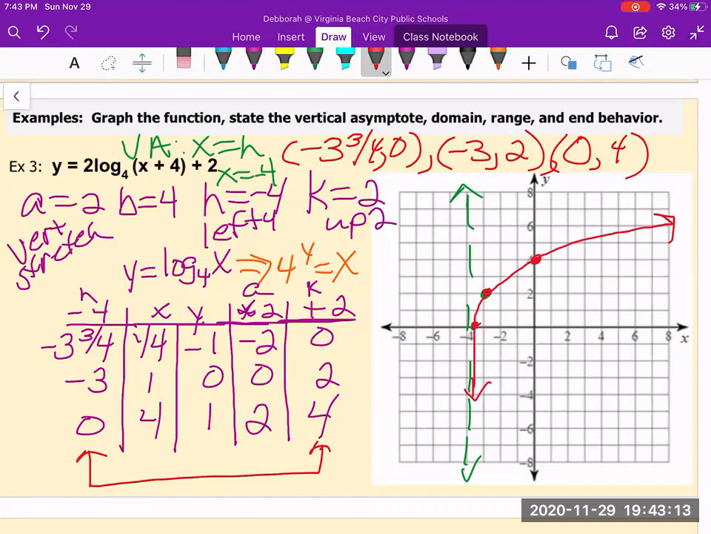Notice if we had taken that critical point of 1, 0 from the parent function and shifted it to the left 4 and up 2, 3, 4, 1, 2, there's that critical point right there. And the only difference is that our graph is going to be a little steeper because the value of a was 2.